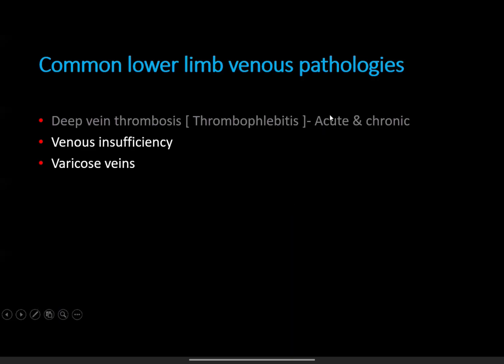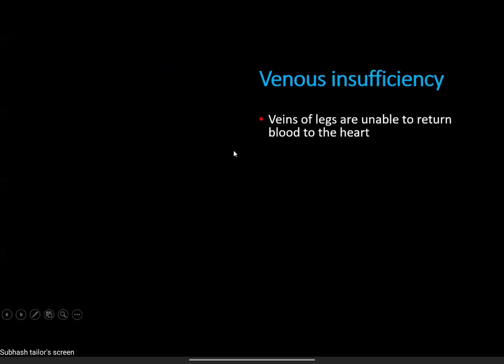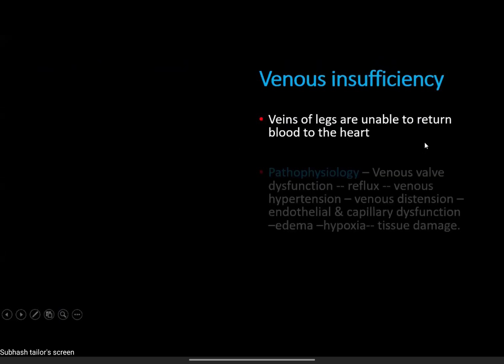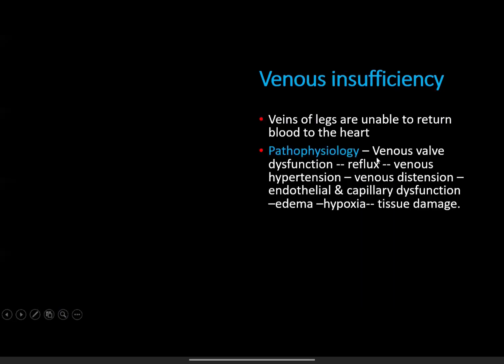So venous insufficiency is when veins of the legs are unable to return the blood to the heart. Pathophysiology includes venous valve dysfunction, which causes reflux, ultimately leading to venous hypertension in the proximal segment, venous distension, endothelial damage and dysfunction, and capillary dysfunction, leading to increased hydrostatic pressure, edema in the soft tissue around, hypoxia, and tissue damage. So these are all sequential events in cases of venous insufficiency.